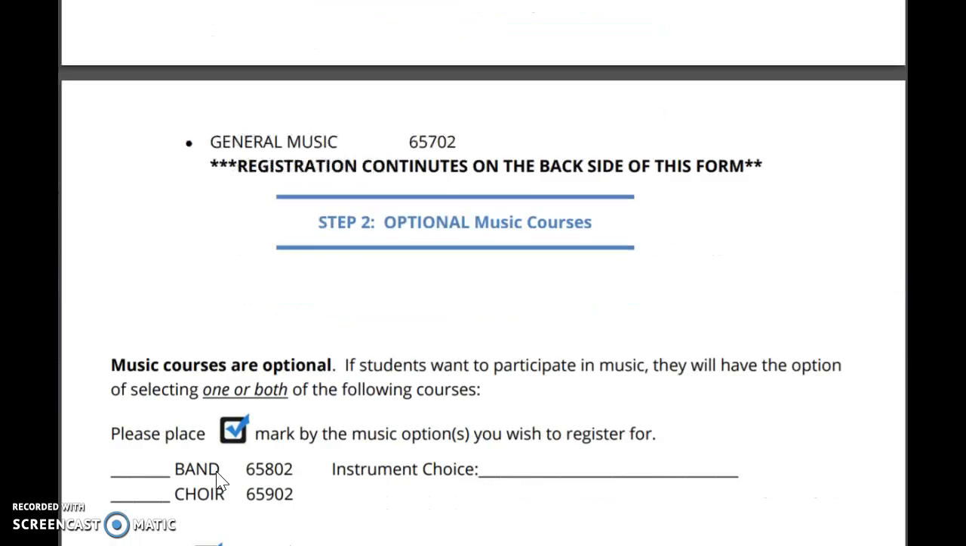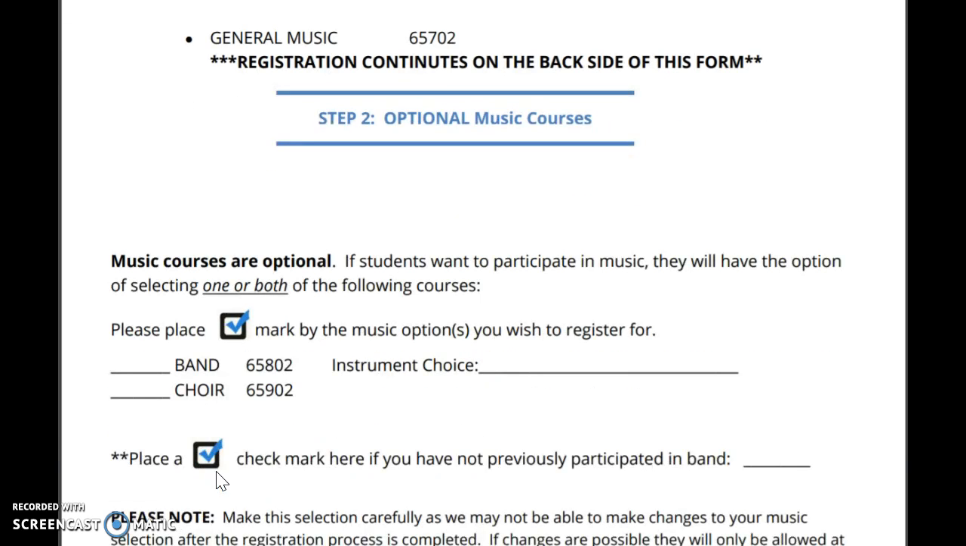Step 2. Optional music courses. Students will have the option of selecting one or both of the following courses, which are band and choir. Students may also elect not to take a music option. If they choose to take band or choir or both, they're asked to place a check mark next to the appropriate course. If the student is going to take band for the first time, they're asked to place a check mark here, along with the instrument choice.